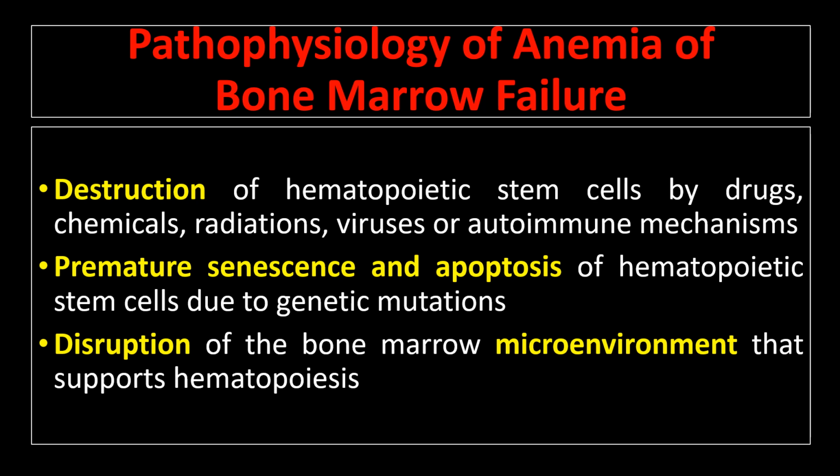Shown here is the general pathophysiology of anemia of bone marrow failure, in which we have 6 mechanisms. First, the destruction of the hematopoietic stem cells by exogenous substances such as drugs, chemicals, radiation, viruses, or it could also be endogenous, in which there is an autoimmune mechanism. Second would be premature senescence and apoptosis of hematopoietic stem cells due to genetic mutations. Next would be the disruption of the bone marrow microenvironment that supports hematopoiesis.